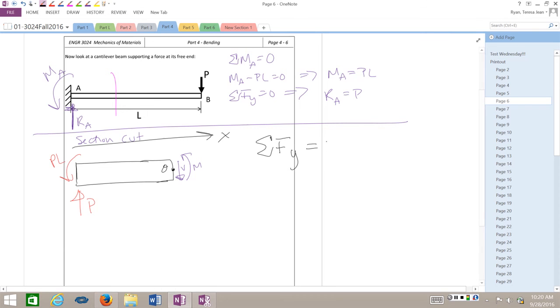Sum of the forces in Y is 0. What do I got? I got a plus P minus V equals 0. That one was easy. V equals P. Sum, wow, that's not legible. Sum of the moments, this time about our reference point O, equals 0. What do we got? Somebody help me out.